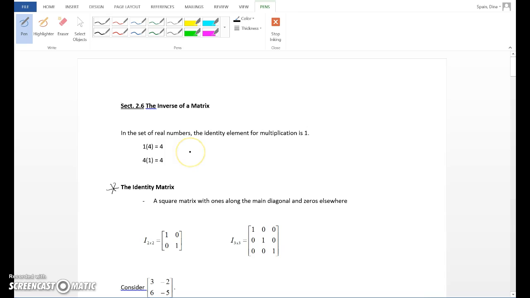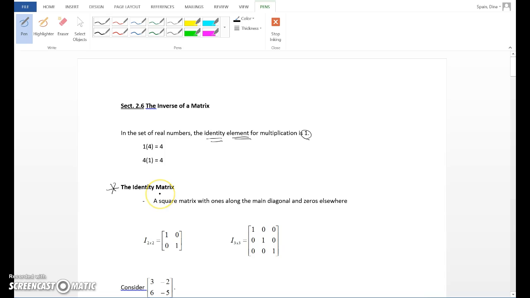In the set of real numbers, there's an identity element for multiplication. There's one for addition, it'd be 0 for addition. But for multiplication, it's 1, the number 1. And that's true because if you take 1 times 4, for example, it equals 4. And then you can reverse it on the other side. 4 times 1 is also equal to 4. 1 here is called the identity element for multiplication, because you can multiply any real number by the identity element 1, and you'll get that same real number back.